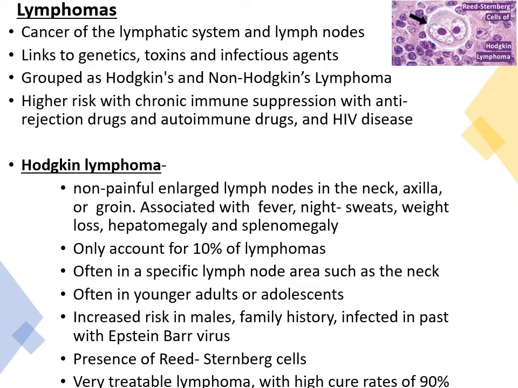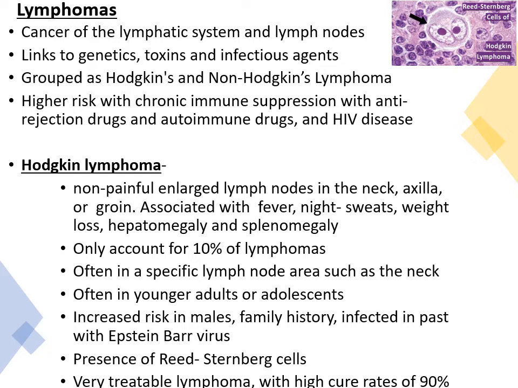Okay, so if you're on long-term immunosuppression for, say, an organ transplant or for an autoimmune disease that you have, you're at risk for developing lymphomas later in life because the immune system is being chronically suppressed. Okay, and as I mentioned, there's Hodgkin's and there's non-Hodgkin's type lymphomas.